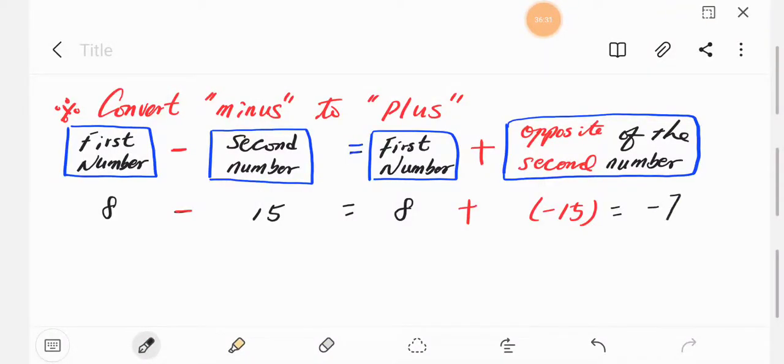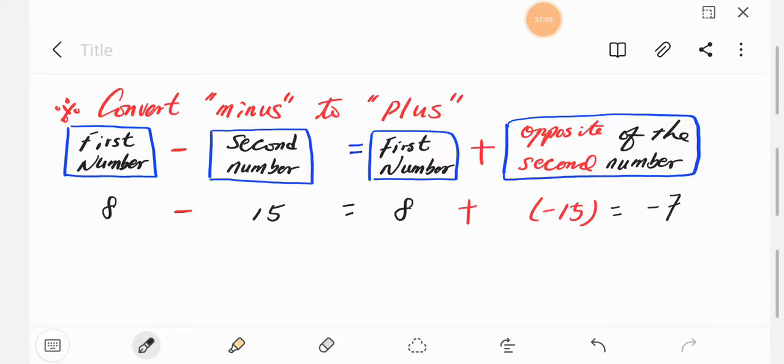Negative 7. Because you are adding two numbers with different signs. Then what? It's a subtraction, right? Subtraction. So larger absolute value, which is 15, minus smaller absolute value, which is 8. So 15 minus 8 is 7, and follow the sign of the number with the larger absolute value. So take the negative sign, so negative 7.